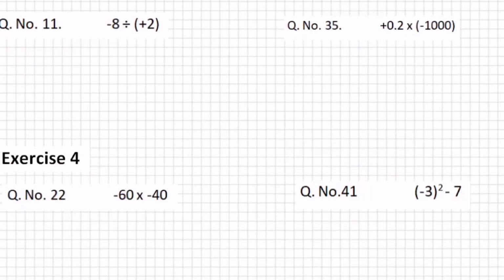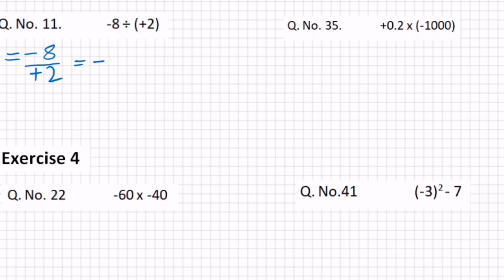So this is multiplication exercise number 3 and exercise number 4, where we will multiply and divide the numbers. Question number 11 from exercise 3 is minus 8 divided by plus 2. So we write equal to minus 8, then the divide sign. The same rule will apply as in multiplication, minus into plus is minus. So when you divide, the same rule applies: minus divided by plus, the sign will be minus.